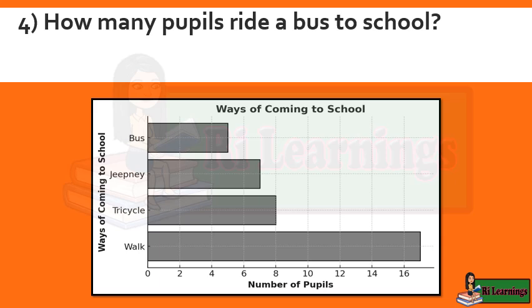Four. How many pupils ride a bus to school? Answer. 5 pupils. From the bar graph, the number of pupils who ride a bus to school appears to be around 5.